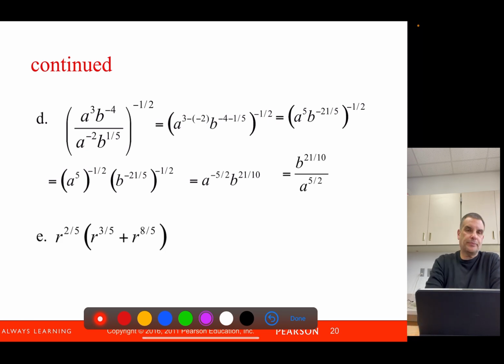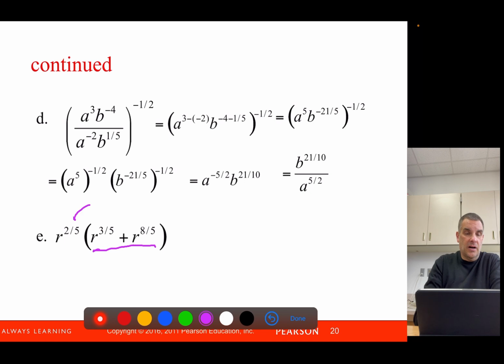Next one. So we've got r to the 2/5 times r to the 3/5 plus r to the 8/5. So we have to distribute. We're probably going to take care of this part of it first, inside parentheses. So what do you do when you add? Can we add them? I don't think so. They don't have the same exponent. Do we have a rule for adding? I don't think we have a rule for adding. Okay, so we're going to distribute this.